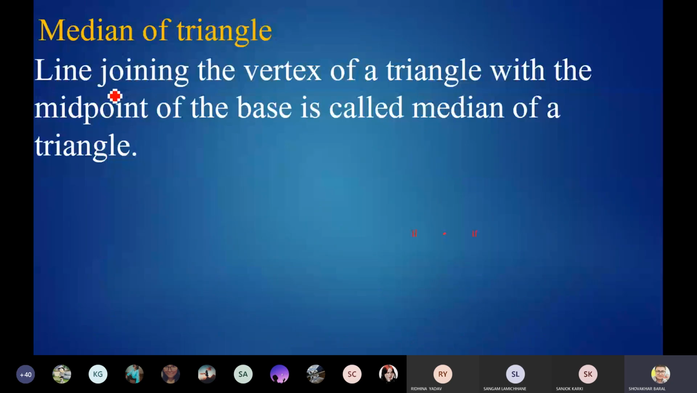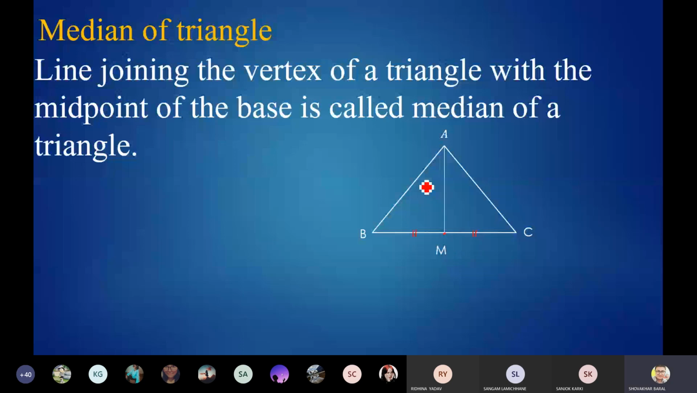So the next thing that we read was the median of a triangle. The median of a triangle is the line joining the vertex of a triangle with the midpoint of the base. It's called the median. Okay, this is a triangle. Let me join the triangle ABC. Here the vertex A is joining the midpoint of the base at M. So this AM is called the median.